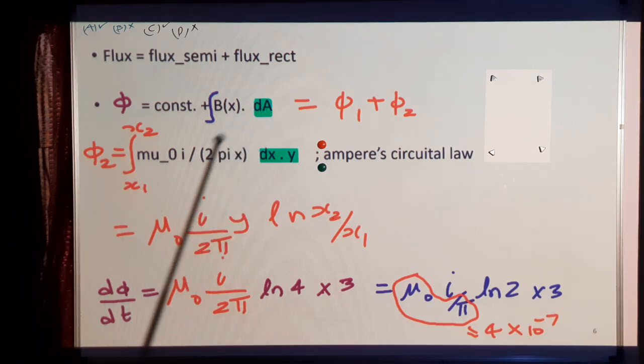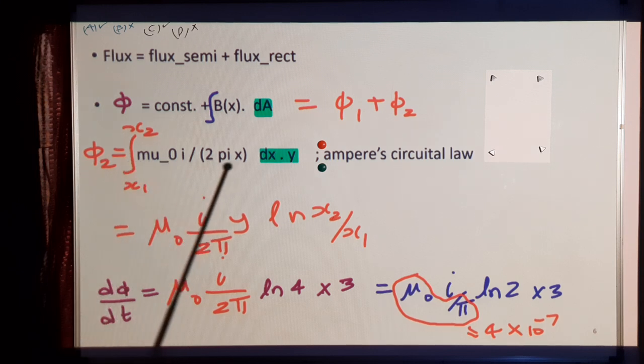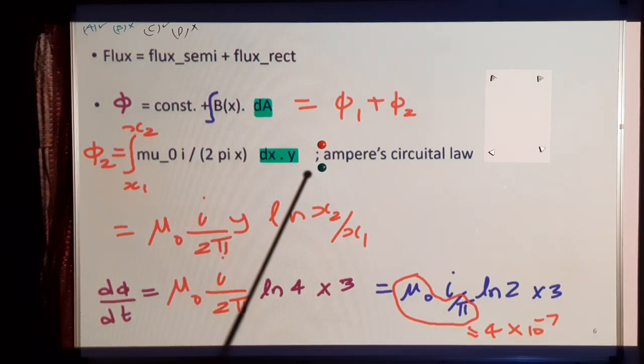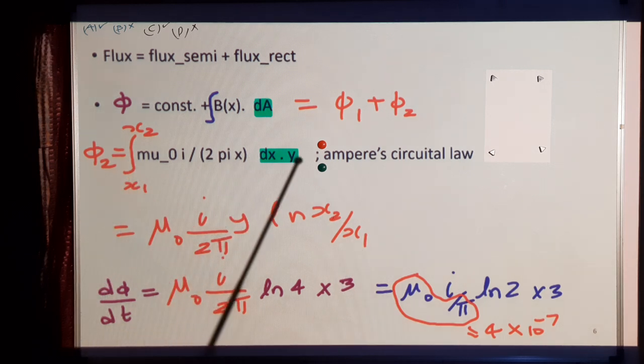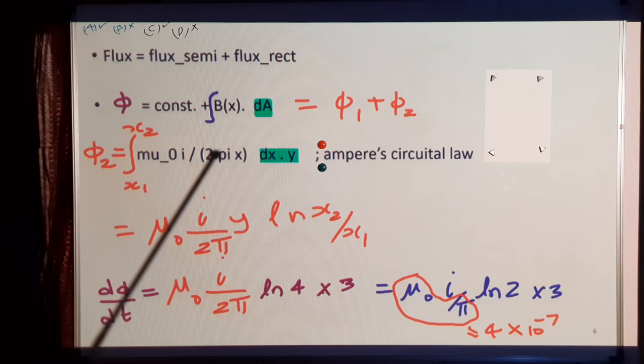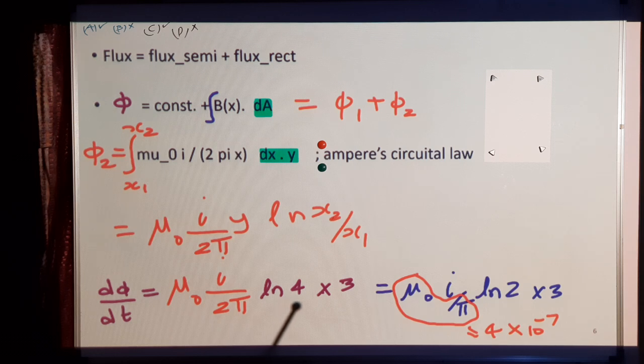So this second part of the flux is Ampere's circuit law, mu naught by I divided by 2 pi x. and this area dA is dx into y. So mu naught by 2 pi into y ln of x2 by x1. So this variable is x. So integrate dx by x, which is ln x. And you have to put the limits x1 to x2. And this x2 by x1 is 4 by 1, which is 4.